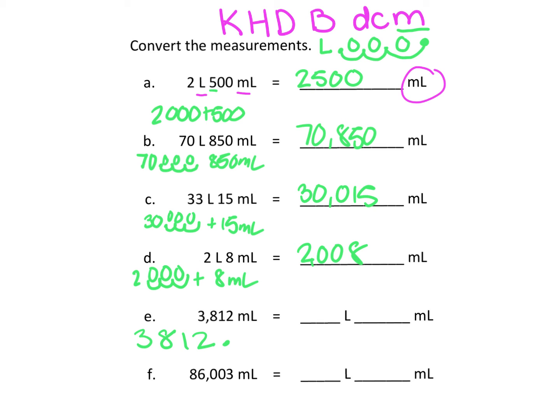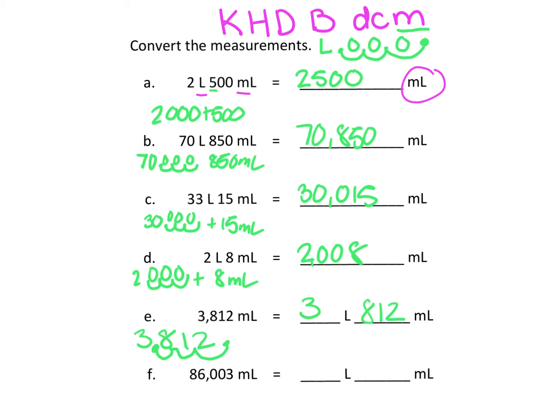E, we have 3,812 milliliters. We need to find how many liters there are and how many milliliters. So we're going to go from our milliliters to our base unit, which is liters. So we're going to move 3 decimal places to the left, dividing by 10 3 times. So we're going to move our decimal place to the left 3 times, and we have 3 liters, 812 milliliters.